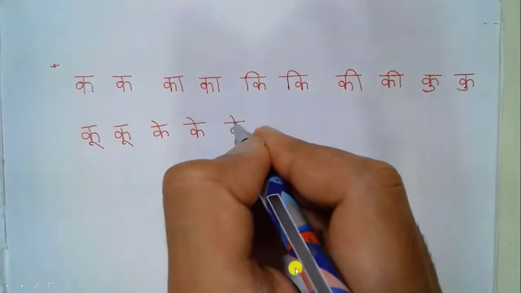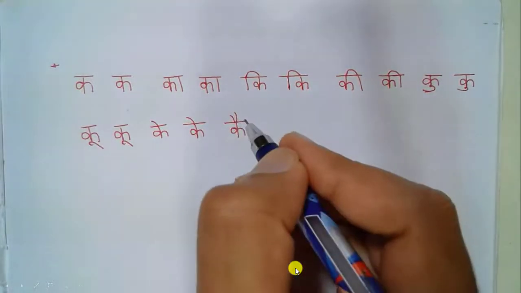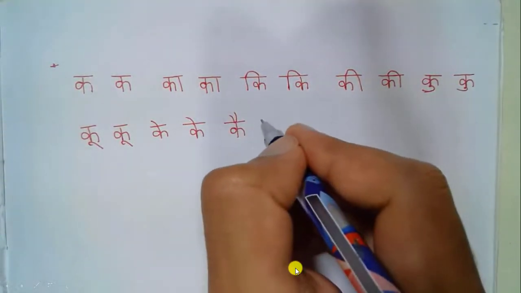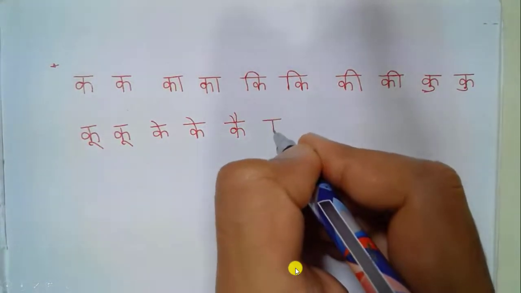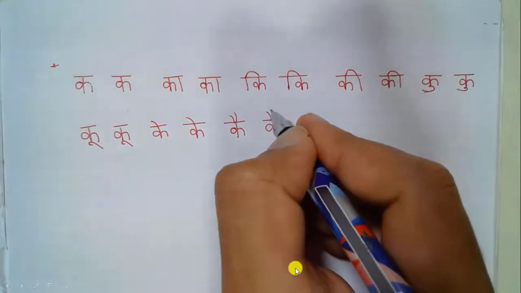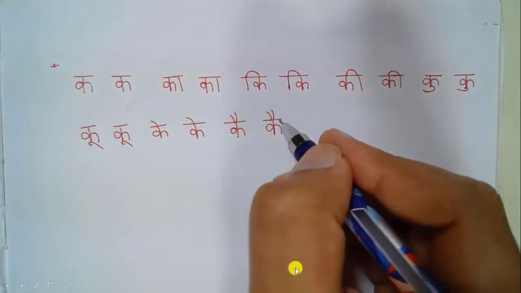Similar to the previous sound, K, but one more extra curved line is on the top. This is Kai.